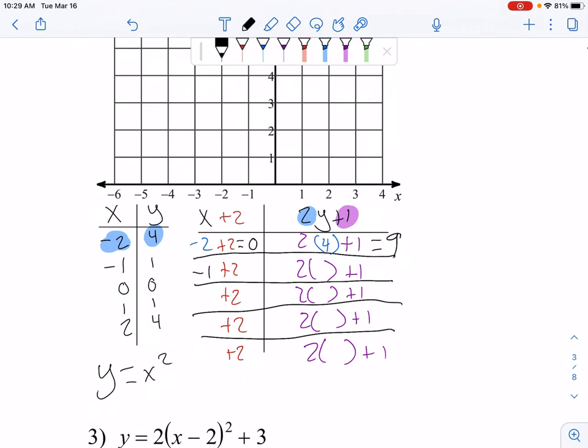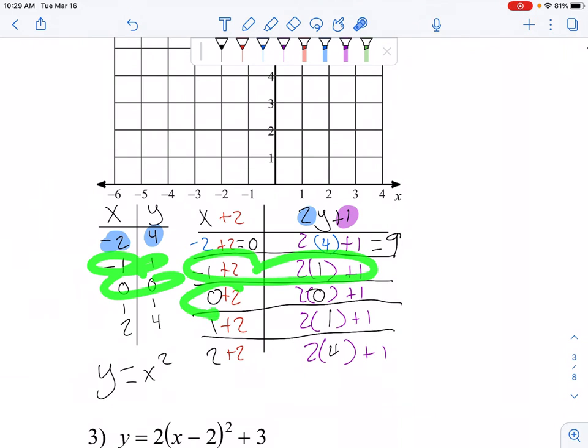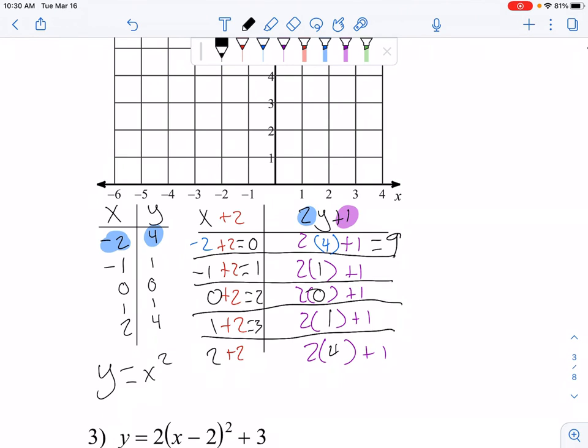So I'm going to use negative 1 and 1. I'm going to use 0 and 0, 1 and 1, and then 2 and 4. And each of those came from here. Okay, and then I'm just working each one out. So this is going to make 1, 2, 3, 4. This will make 3. This will make 1. This will make 3. And this will make 9.